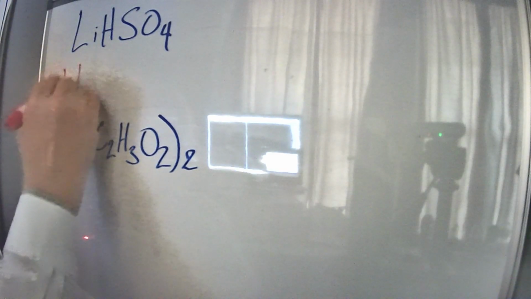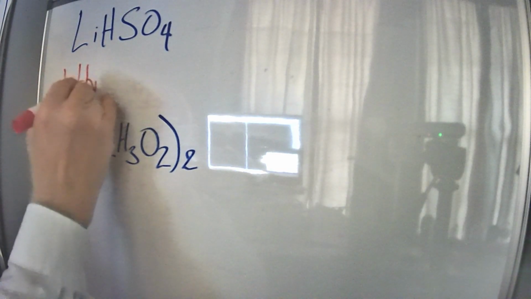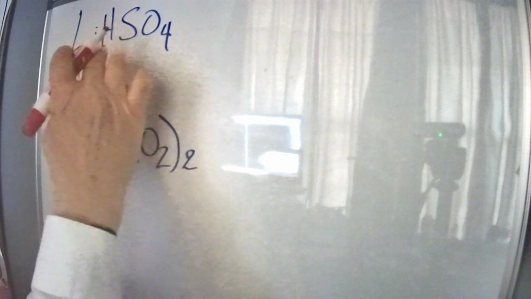Alright, so for our next one here, Li is lithium. So we've named the positive half, the metal. So everything we have left is going to be our polyatomic ion. So this is the polyatomic ion, hydrogen sulfate.